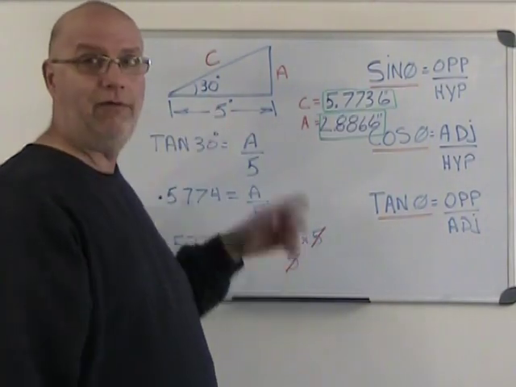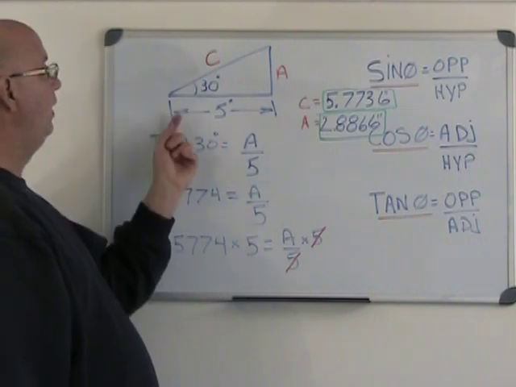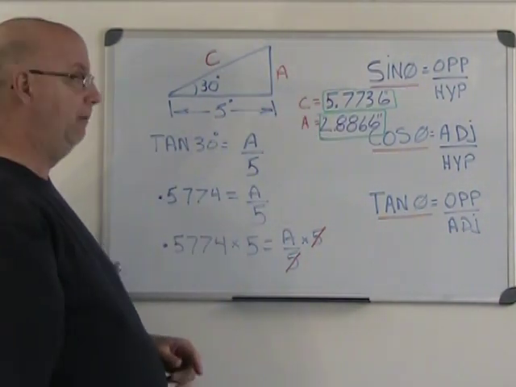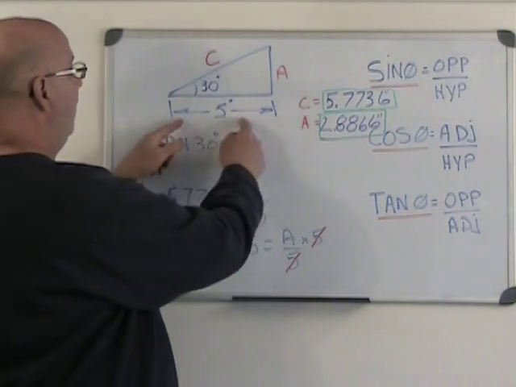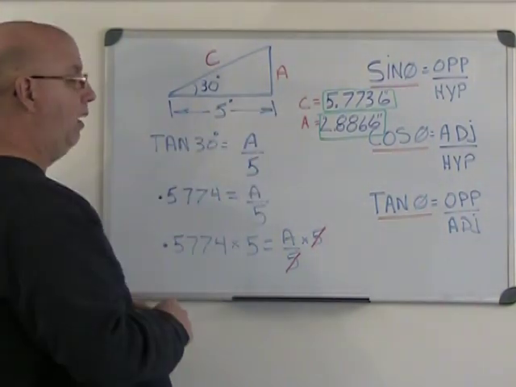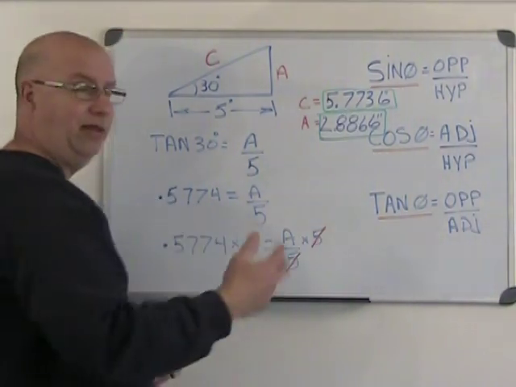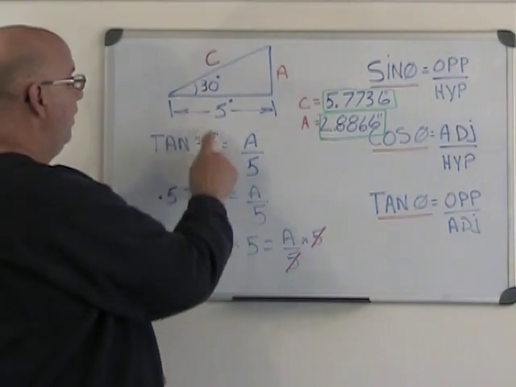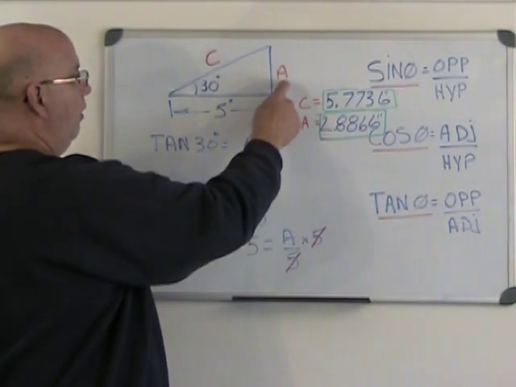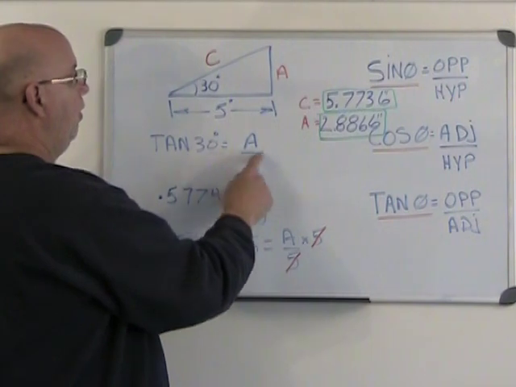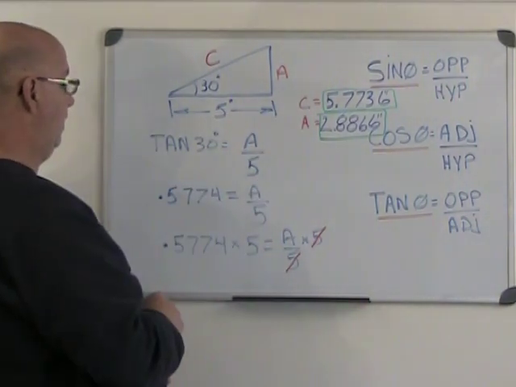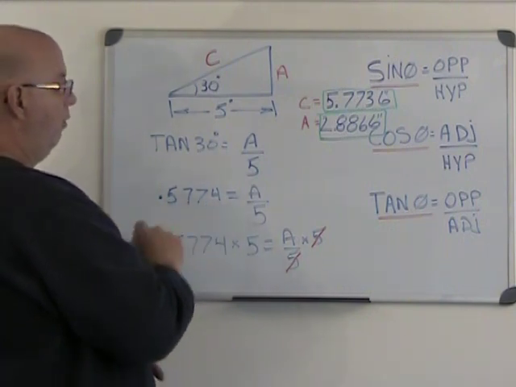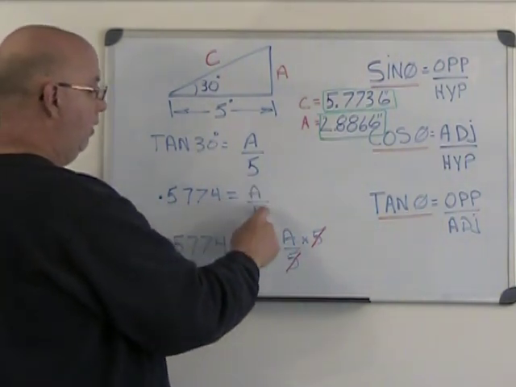So here we have our same triangle, 30 degrees, 5-inch base, but this time I'm looking for the height A. And since I have my adjacent side and I'm looking for the opposite side, I'm going to be using tan of the angle to figure things out. So tan of 30 degrees equals A, my unknown side, which is opposite, over 5, which is my adjacent side. Tan of 30 degrees gives me 0.5774, and that's still equal to A over 5.